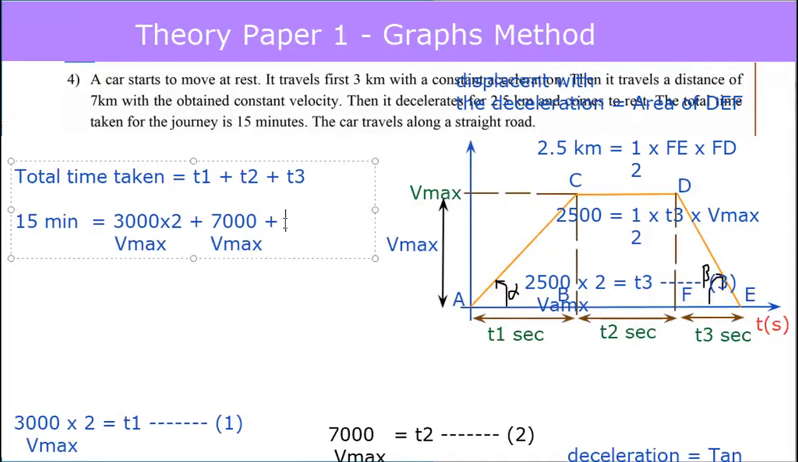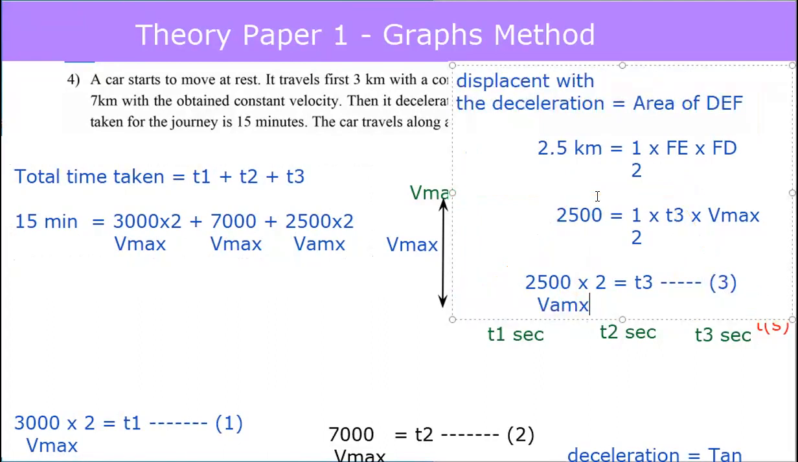Can you do the rest and find Vmax, dear? 2500 times 2, yes, divided by Vmax. Can you do the rest of the simplification and find Vmax? And do not forget to convert minutes into seconds, dear. Find Vmax and send your answer to my Zoom chat. Start.